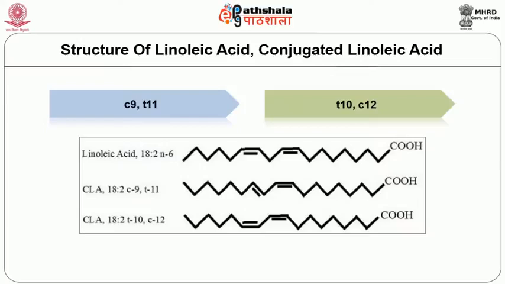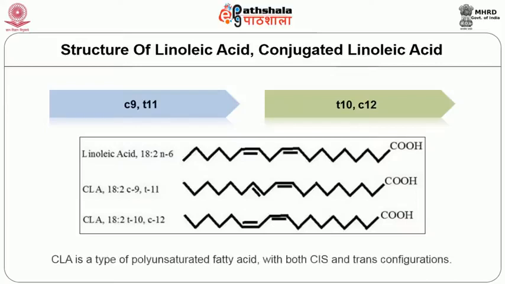Therefore, they are conjugated. If you look at the 9th position, the cis form, and the trans form at the 11th carbon atom, you can see the double bonds. Similarly, the other form of conjugated linoleic acid is also 18:2, that is two double bonds, but at the trans position at the 10th carbon atom and the cis position at the 12th carbon atom. So conjugated linoleic acid is a type of polyunsaturated fatty acid with both cis and trans configurations.